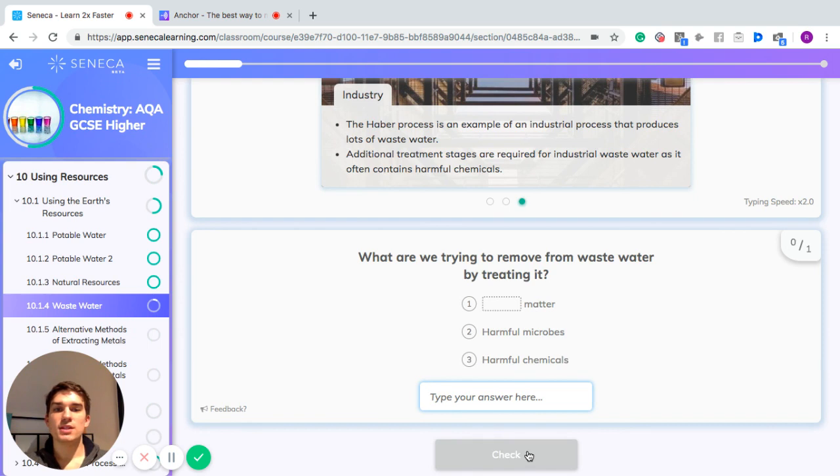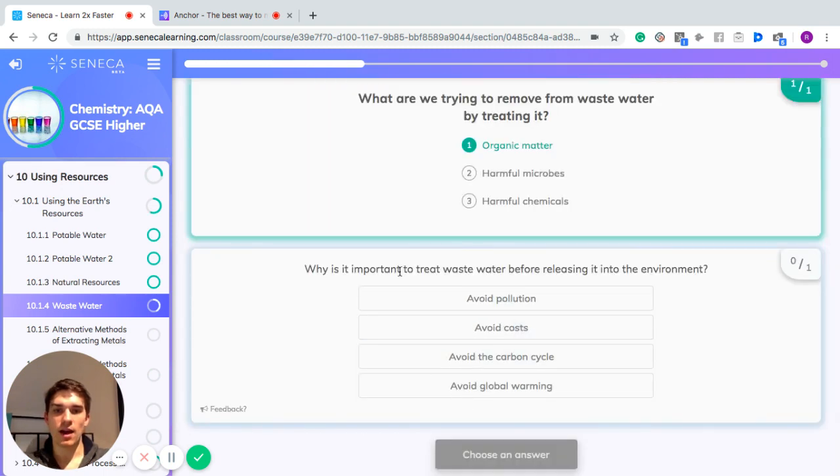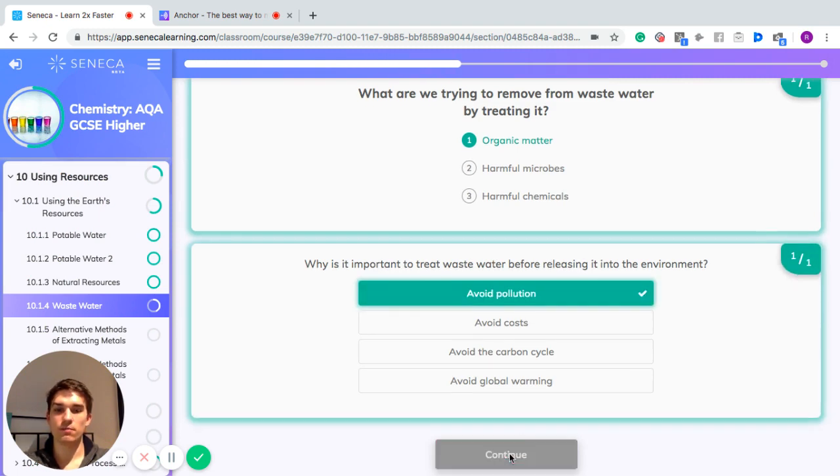So when we are treating wastewater, there are three things we're trying to remove. Harmful microbes, which include bacteria, harmful chemicals, and organic matter. It's important to treat wastewater before releasing it into the environment to avoid pollution.